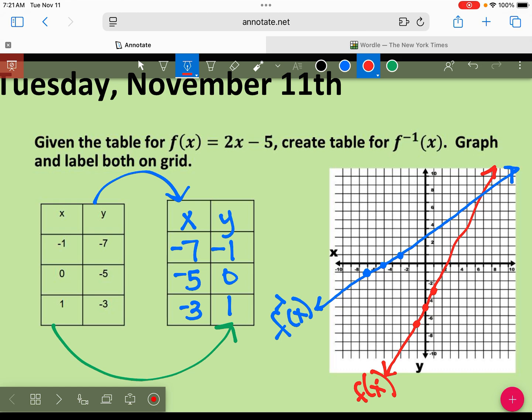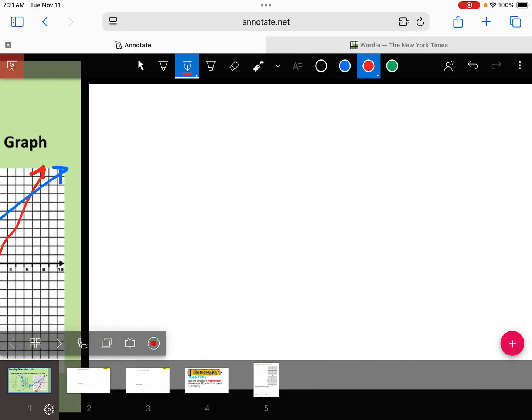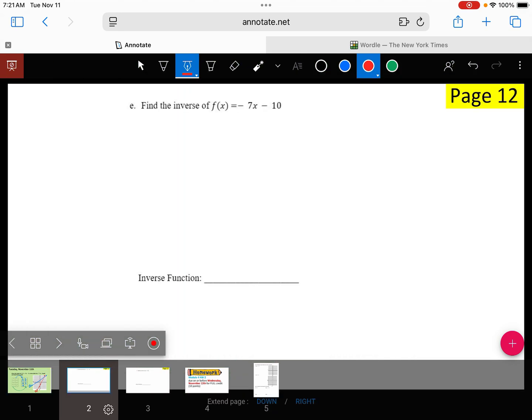So let's go out to our notes. We only have a couple questions left to do. Just 2, actually. We don't have much. So let's look at page 12. We only have 2 questions on page 12. We'll just do those 2 questions, and then you can use the rest of the time to work on your exit ticket.